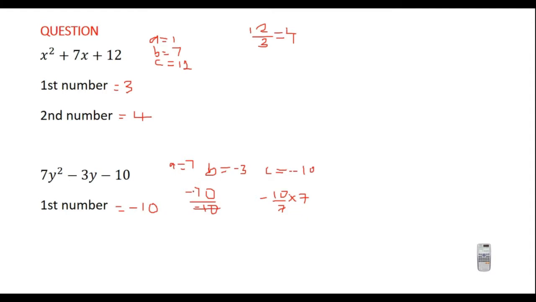So negative is going to cancel negative. Then you are going to have 70 divided by 10, which is 7. So the second number will be 7. So the two numbers that you need are -10 and 7.